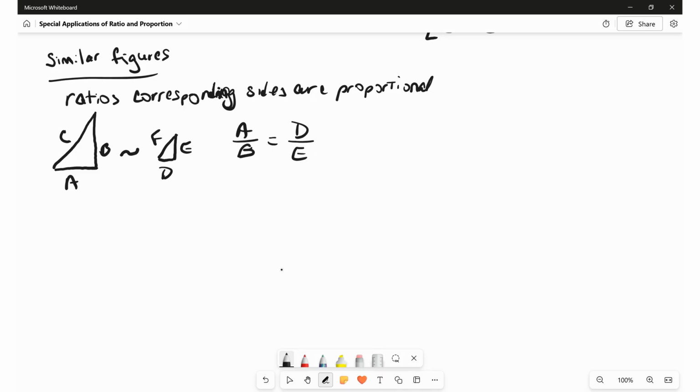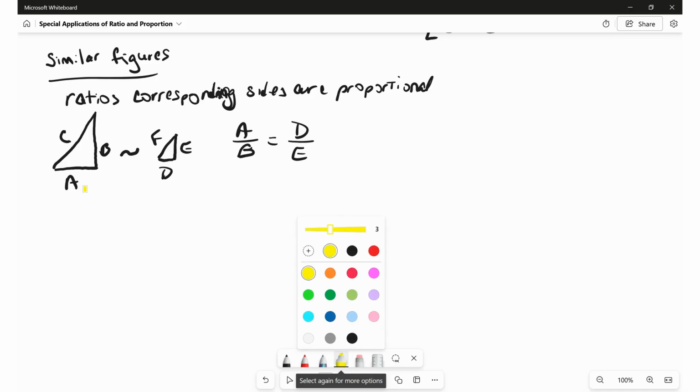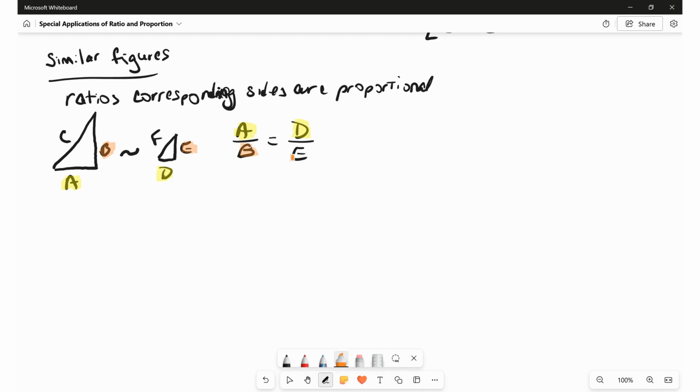If you notice, you can see where we're getting these from. A and D are these bottom pieces, okay? B and E are these pieces on the side. And we can set up several other ratios. We can say that C over A is equal to F over D. There's so many things that we can do.